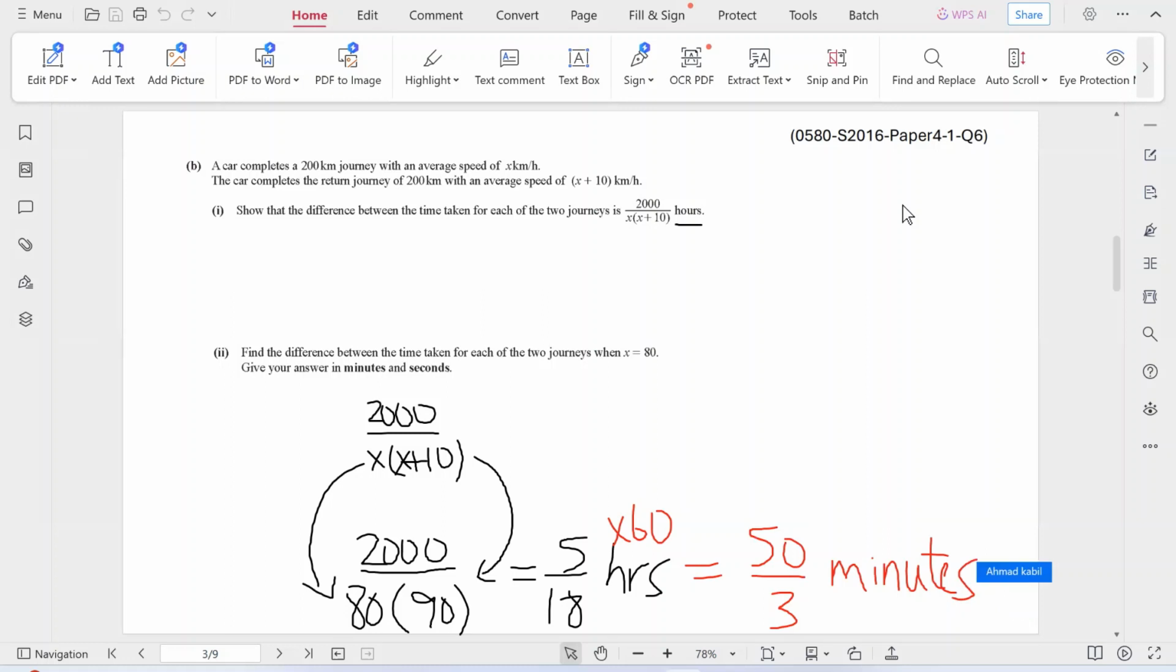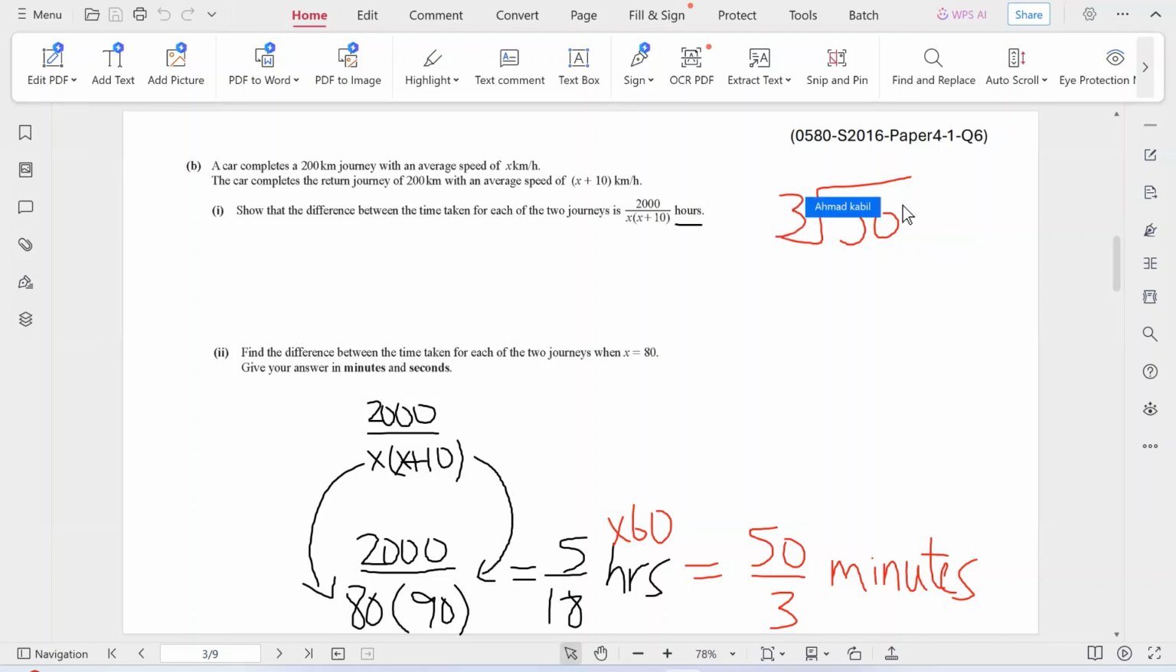Now, how do we convert this to minutes and seconds? First of all, I would recommend that you do long division if you know how to do long division, because it's the easiest way out. If not, I'll show you another way with the calculator, but I think long division is easier here.